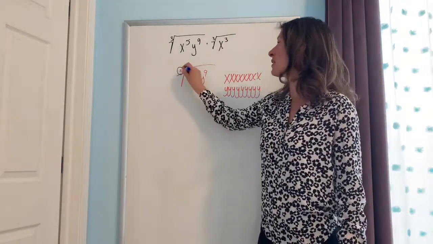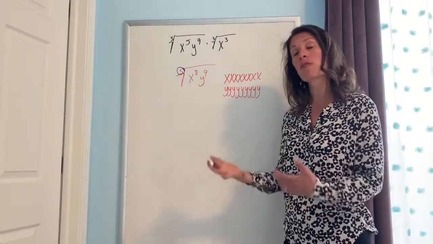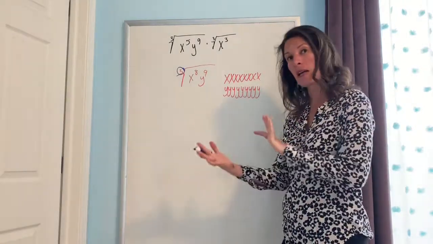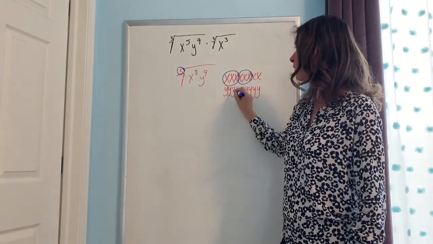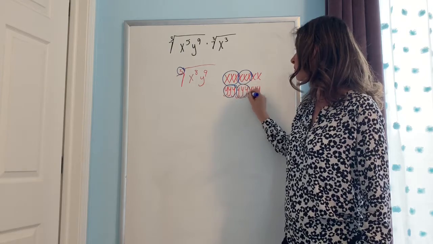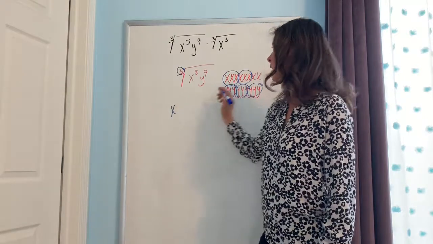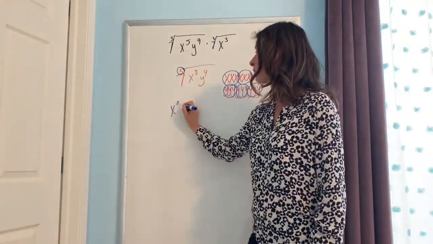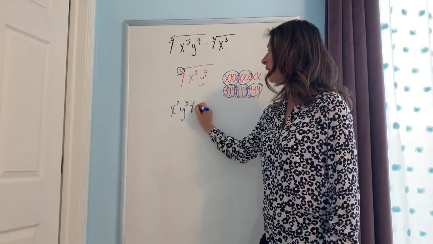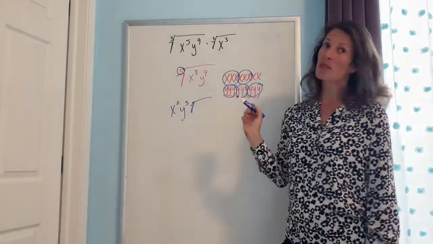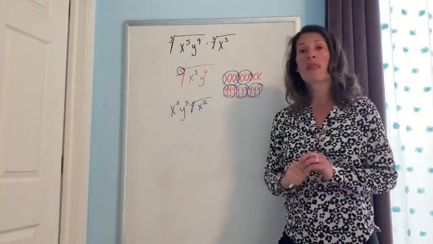And because my index is 3, that means my groupings are going to be 3. Anything that gets grouped into that group gets to get out of jail. Anything else has to stay in. So my groups of 3, I'm circling. So that means that I have x. I have 2 groups, so it's x squared. And y, I have 3 groups. And then anything that did not get circled has to stay in, and I have 2 x's left, so that becomes x squared. And that's it.